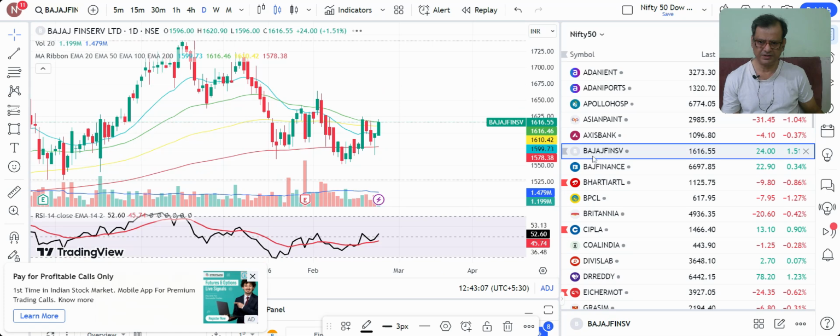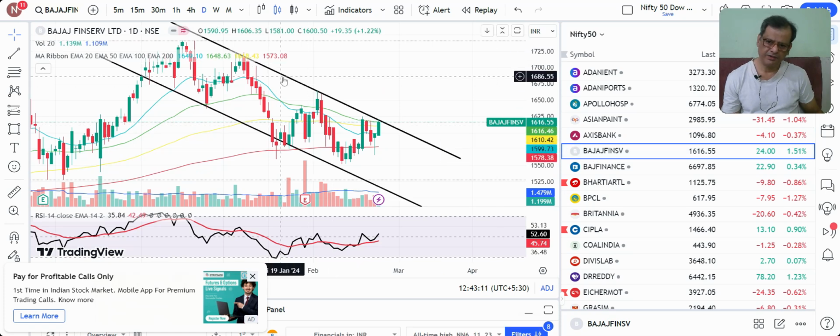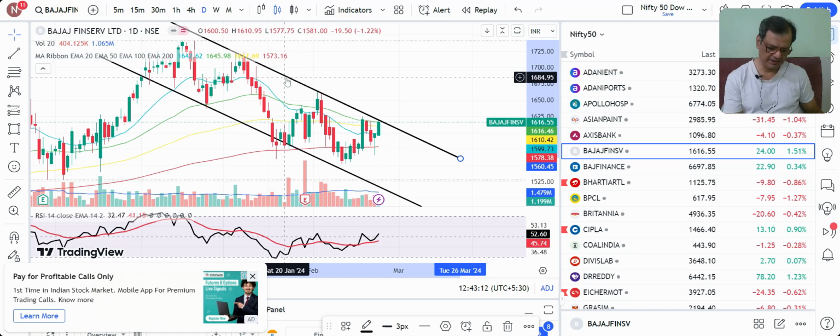Let's look at Bajaj Finserv. Now, here I will just delete these lines.